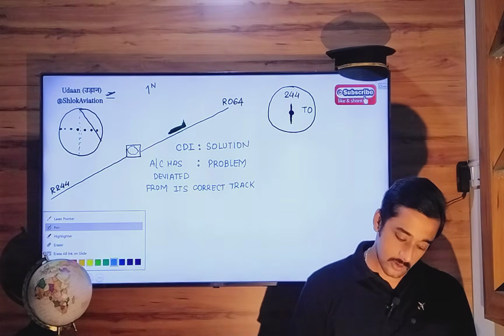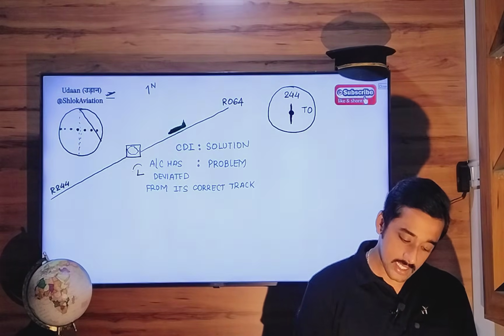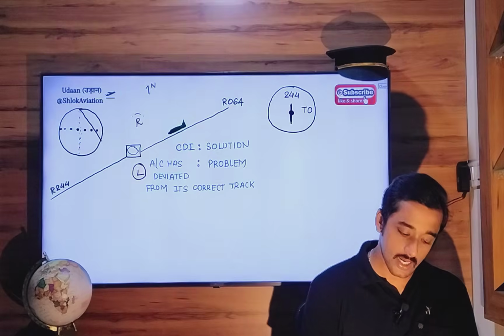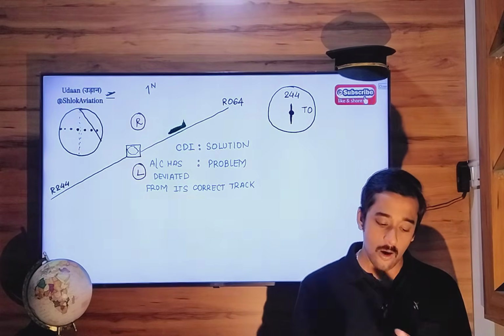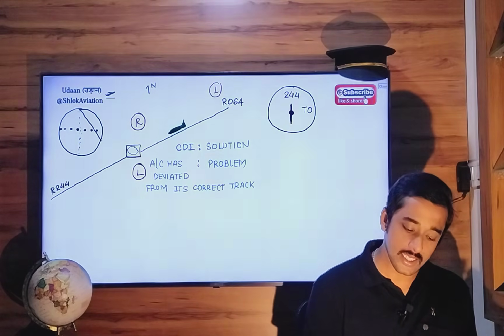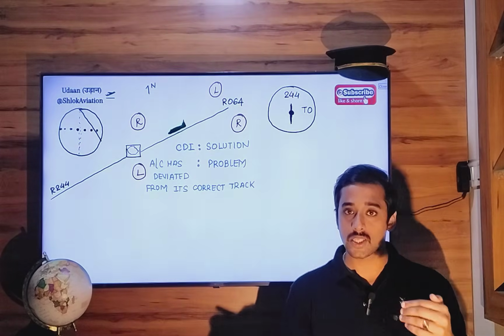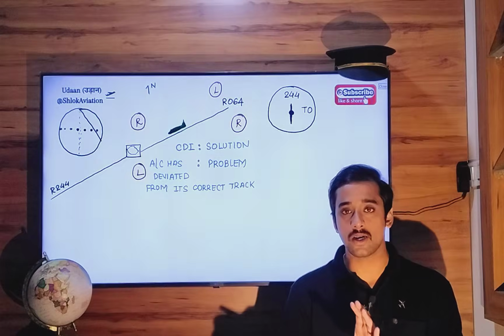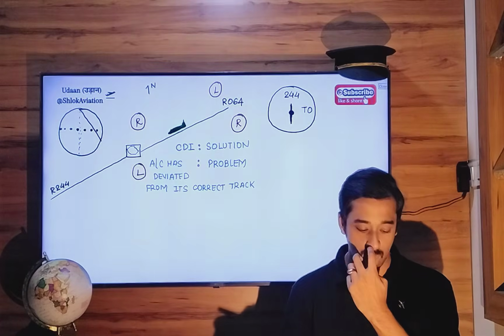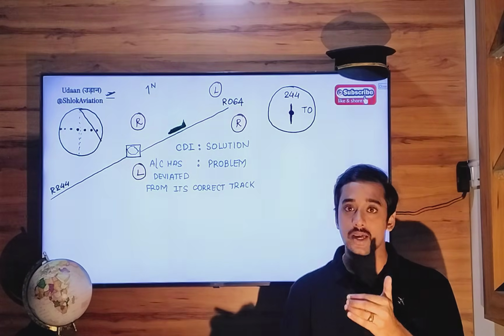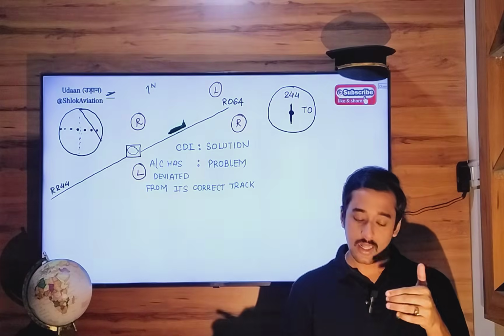Now going inbound, this becomes your left hand side, this becomes your right hand side. The perspective changes. Going outbound, this will be your left hand side, this will be your right hand side. So in this case, if the CDI is giving you a solution of fly right, whatever dots, 2 dots right, 4 dots right, that means aircraft has deviated somewhere to the left hand side.